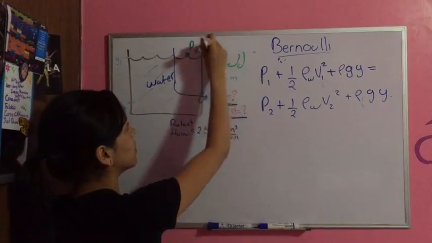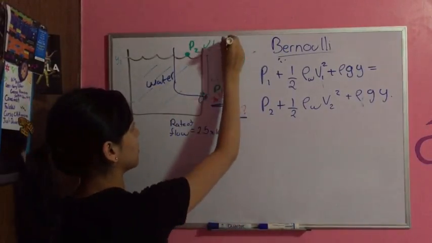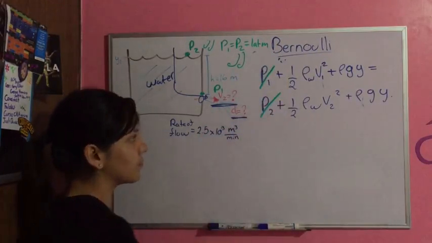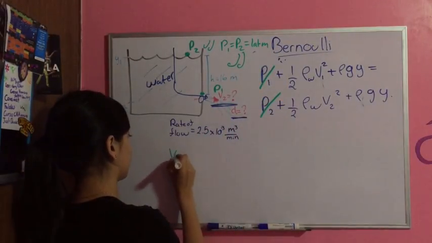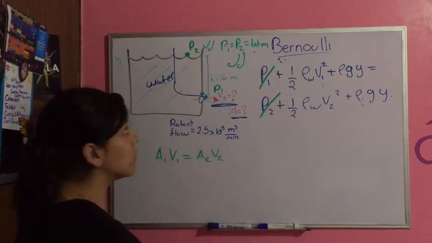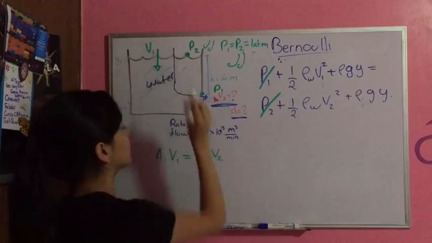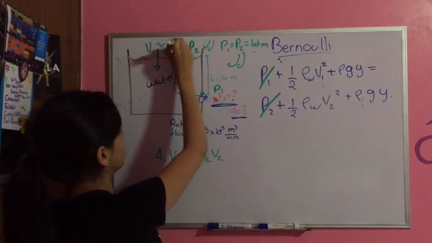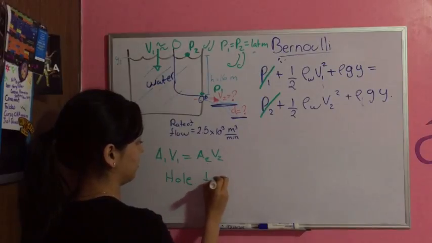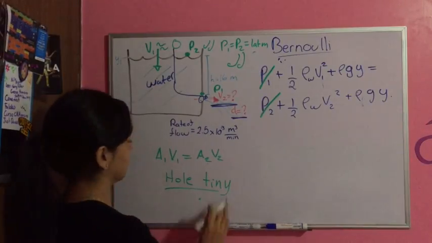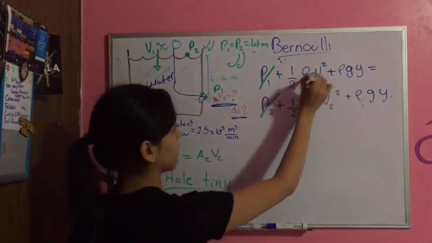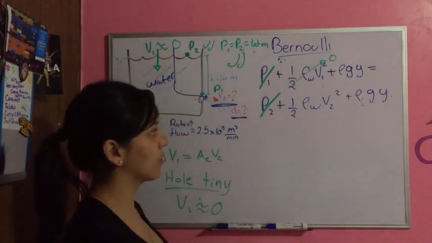are in contact with air, then they are the same pressure and is equal to 1 atmosphere, so they cancel out. We have to recall the continuity equation because it says that the velocity up here is barely zero because the flow is flowing through a tiny hole, so it's barely equal to zero. So also that term in our equation of Bernoulli cancels out.